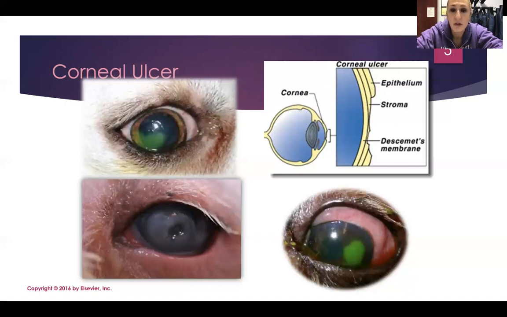And a corneal ulcer can be superficial, where just a few collagen fibers are angry or irritated or abraded, or it can be really deep to the point that it can actually break through. Yikes.